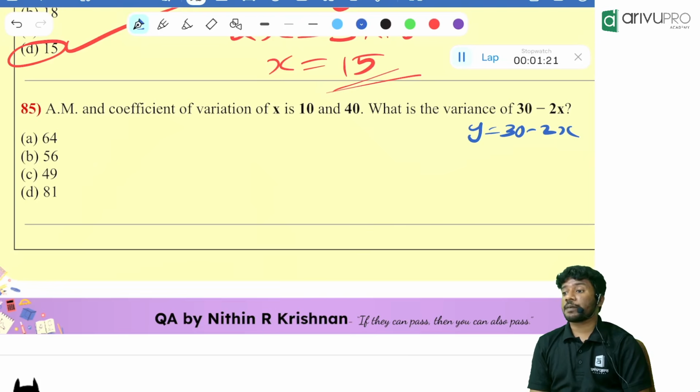Tomorrow we are discussing chapter 17, okay? It's a very interesting chapter, a high weightage chapter. You will get around 5 to 6 marks from that chapter.